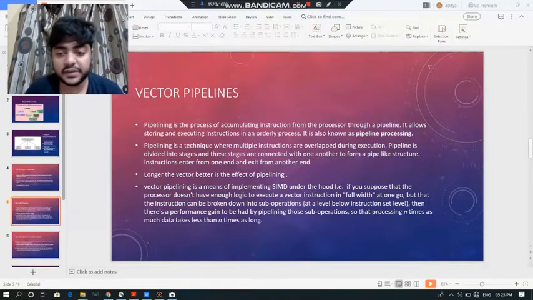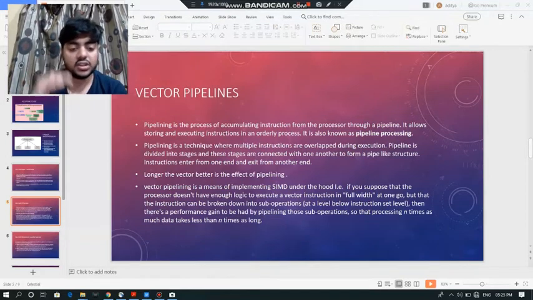Pipelining in itself is divided into various stages, and these stages overlap with each other to form a pipe-like structure, where instructions enter from one end and exit from another end. This is called pipelining. In vectors, the longer the vector, the better the effect of pipelining is, because it causes a larger overlap and then makes the processing easier.